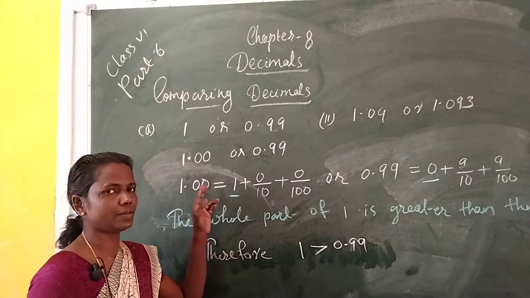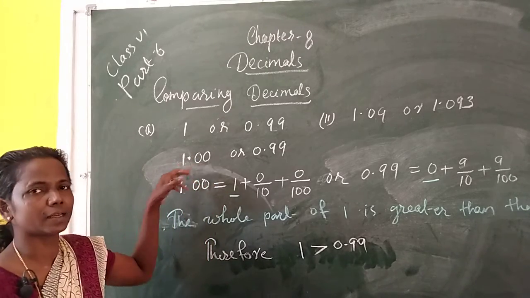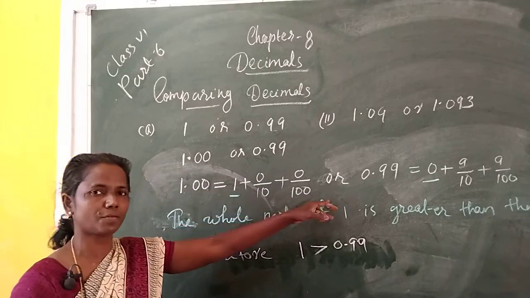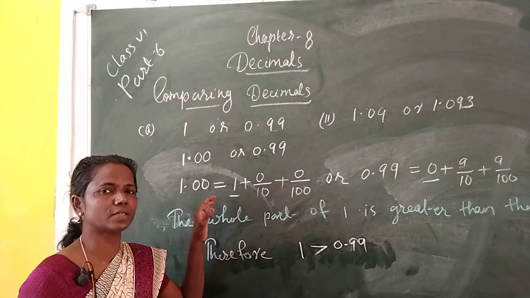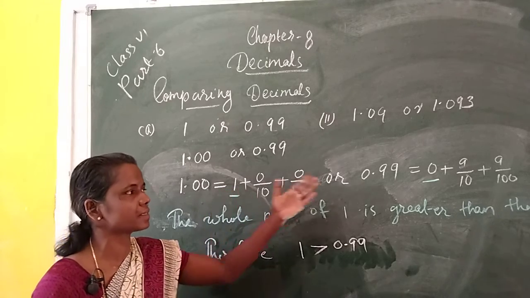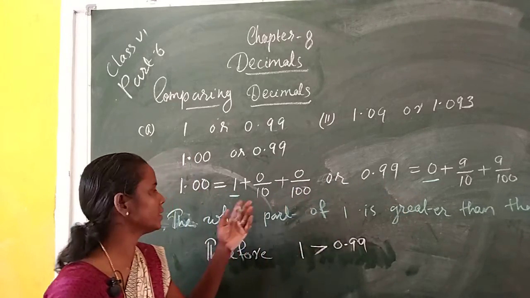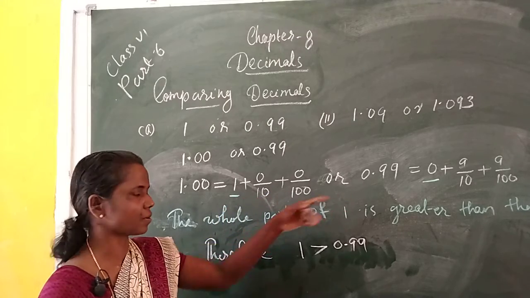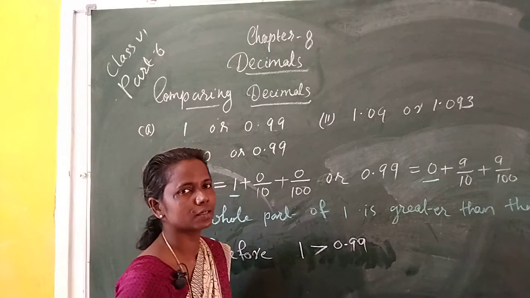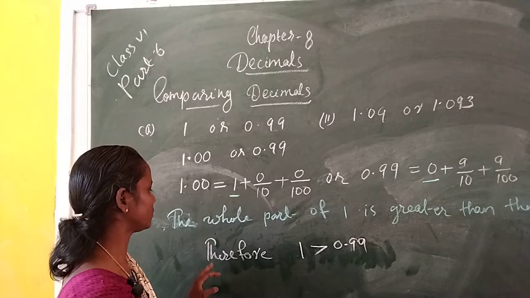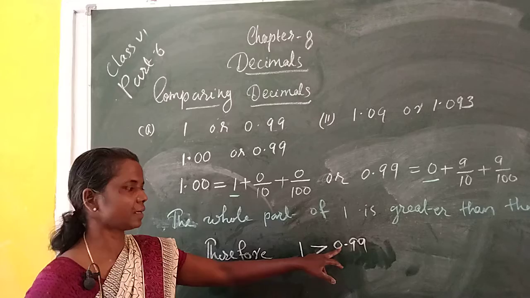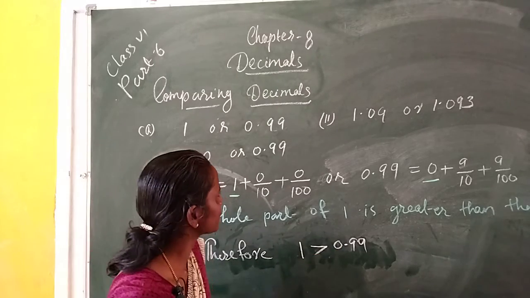Is it clear? First we convert unlike decimals into like decimals. Then write the expanded form. Then first we look at the whole number part. Here the whole number part of the first number is 1 and the second is 0. So we know 1 is greater than 0. Therefore the whole part of 1 is greater than that of 0.99. Therefore 1 is greater than 0.99. Is it clear? Now the next, second question.